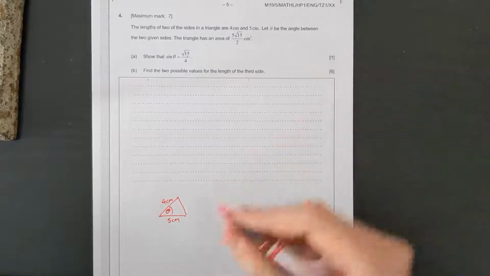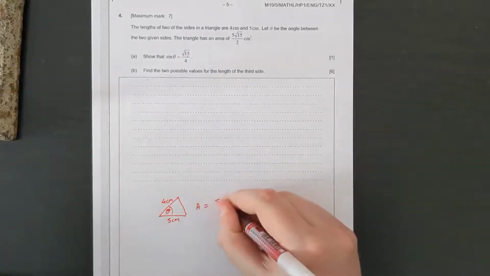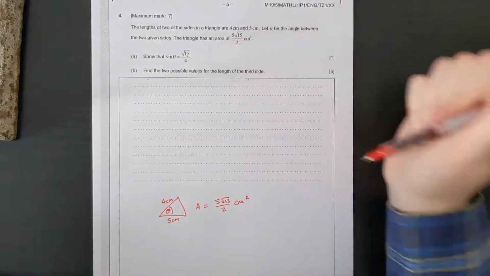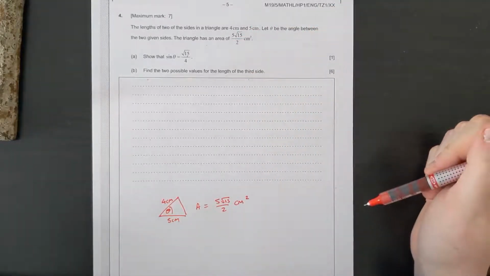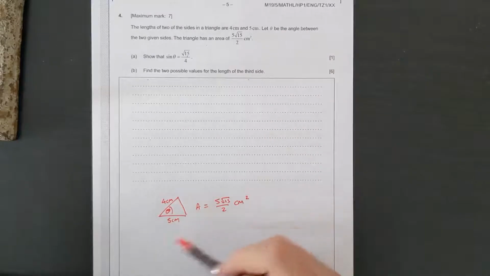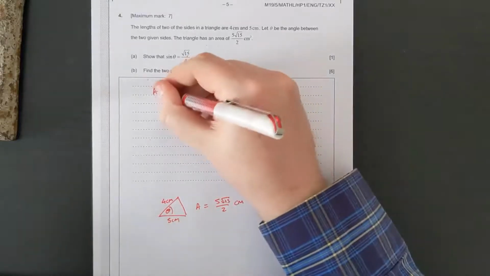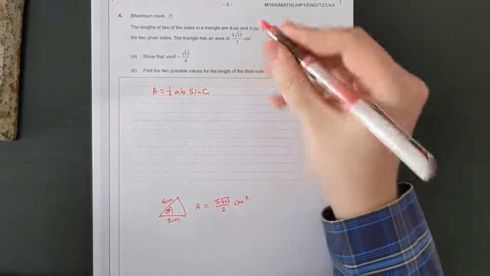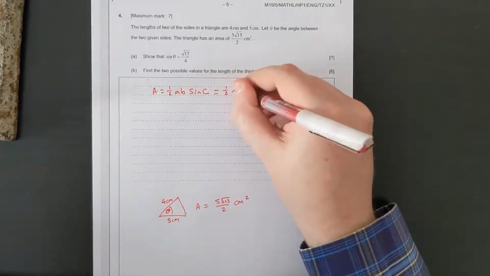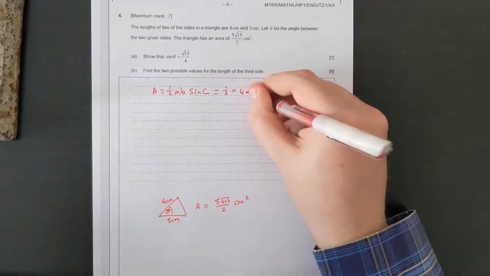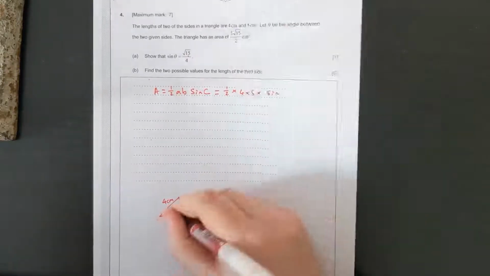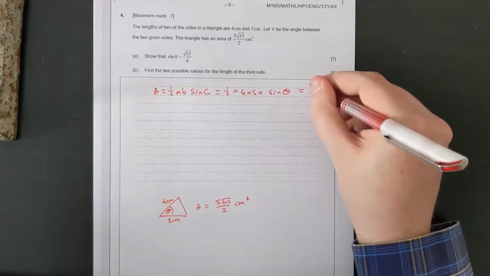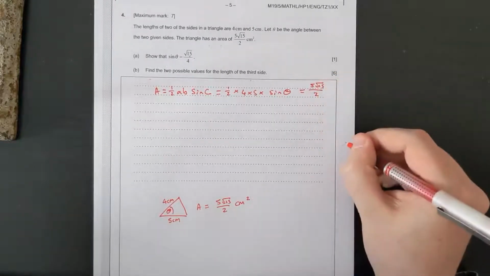The triangle has an area of 5 root 15 over 2 centimetres squared. Show that sine theta is root 15 over 4. So I'm immediately thinking, well, the area of a non-right angle triangle is equal to a half ab sine C, or in this case, a half times 4 times 5 times sine theta. And I know that's equal to 5 root 15 over 2.